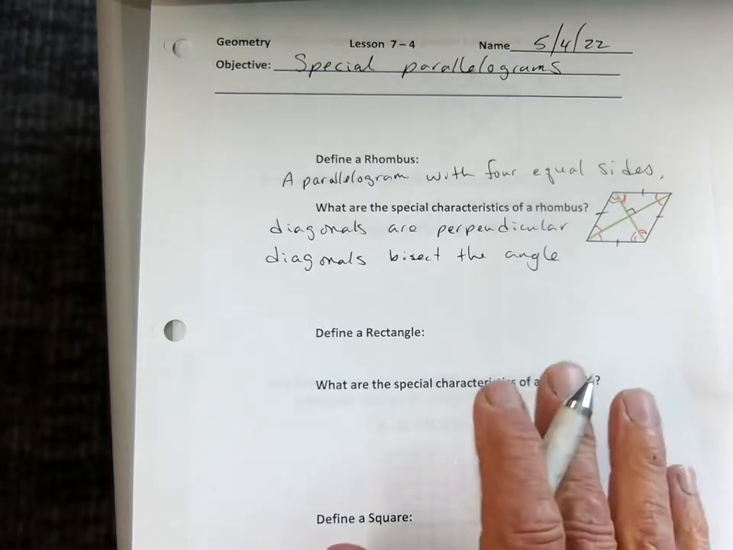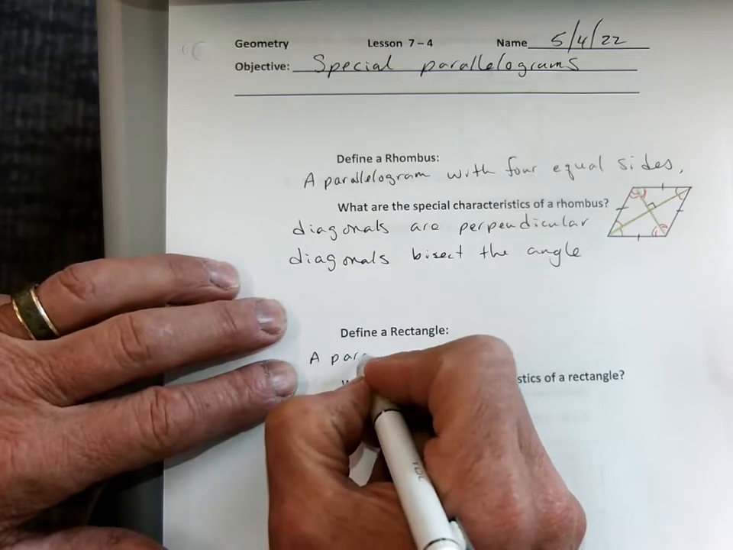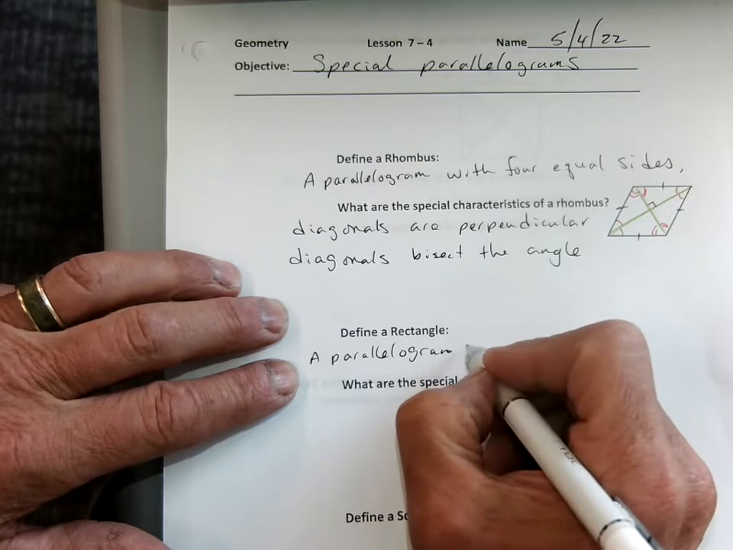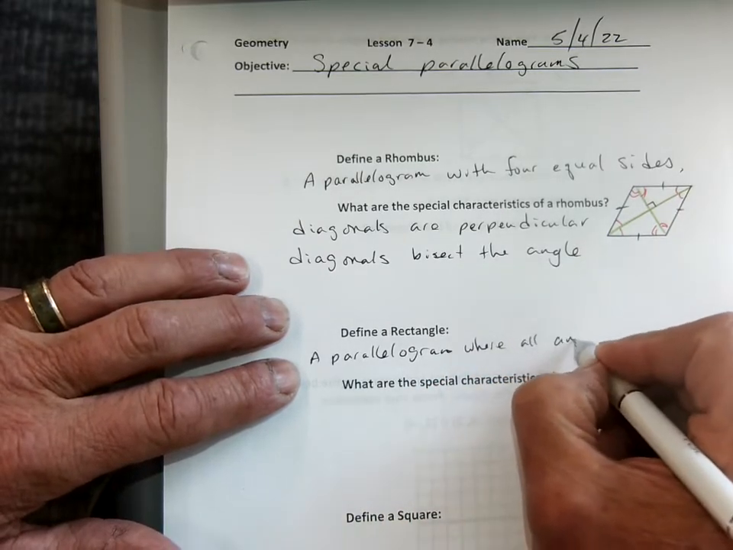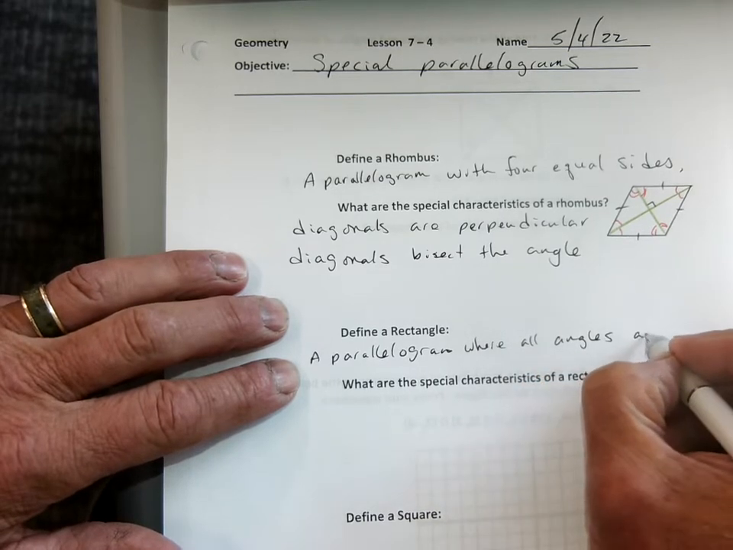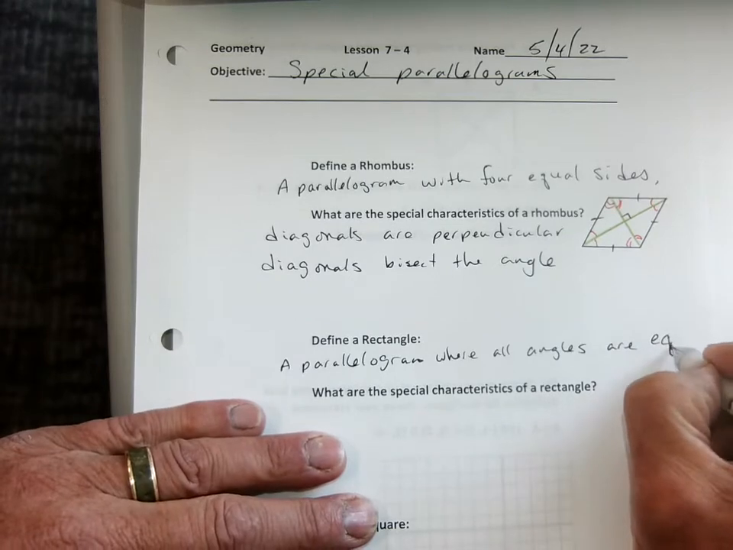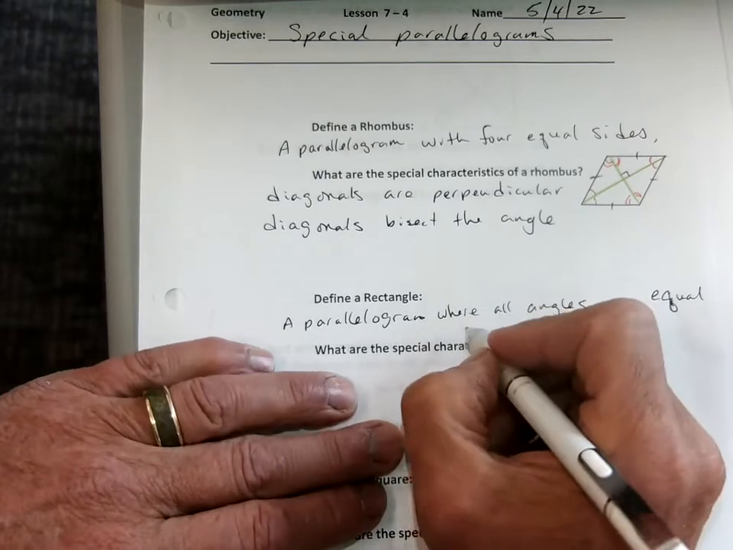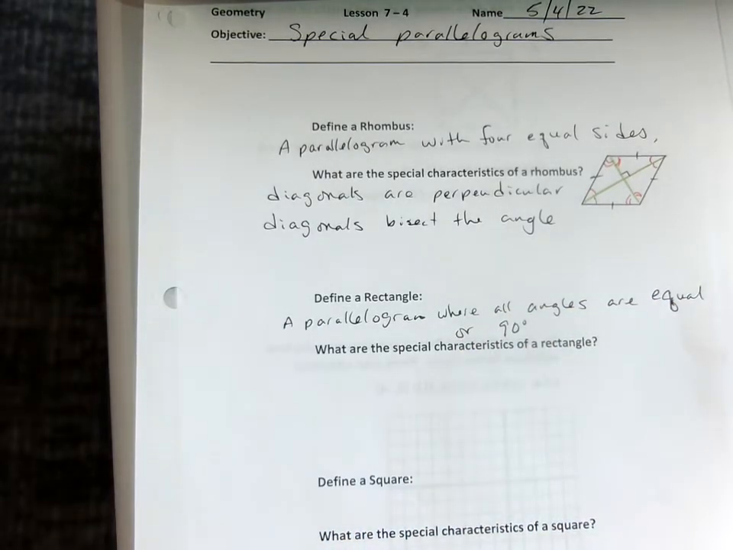Okay, now what about a rectangle? Well, it is a parallelogram where all angles are congruent or equal. We'll use the word equal. Congruent, equal. And if that's the case, they're all 90. They have to be, right? Or they're all 90 degrees, right? Let me go ahead and draw a rectangle out.